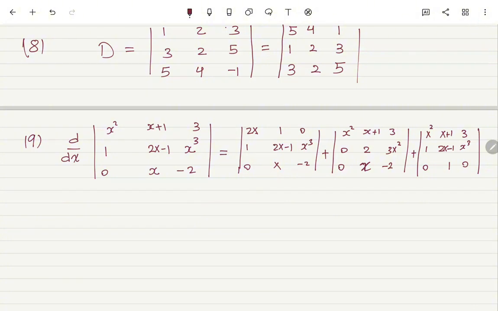Now let's learn how to multiply two determinants. Let's have an example.